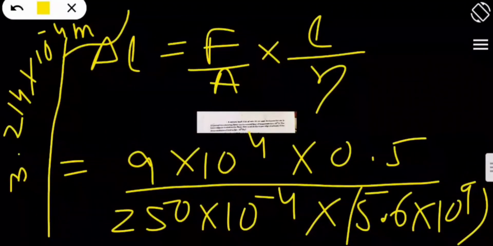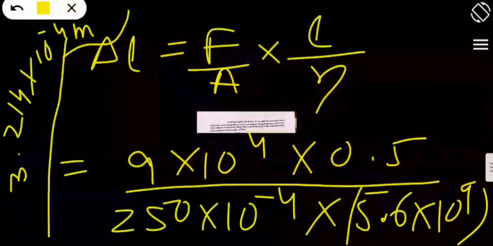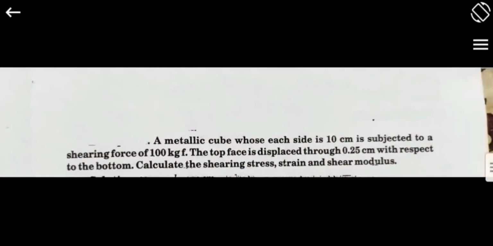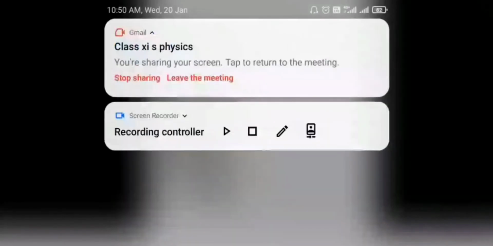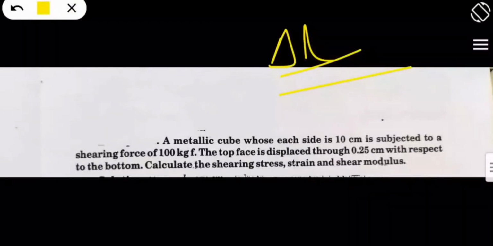Shall I rub? So this is one of the answers. In the next class we will find out how to find theta. That is also another question. Don't worry. Here, as it has asked for elongation delta L, that's why we represented with the common formula.